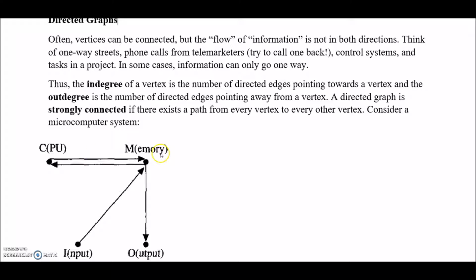So here's a microcomputer system. We have a CPU, we have memory, we have input and output, and we see that the CPU sends information to the memory, and the memory sends information to the CPU, but anything that's input into the system will, in this case, send that information directly to the memory, but the memory doesn't communicate back with the input. There's no need for that. Similarly, memory sends stuff to the output, but the CPU doesn't send stuff to the output, and the output doesn't send stuff back to the memory. So this is how this particular system works.